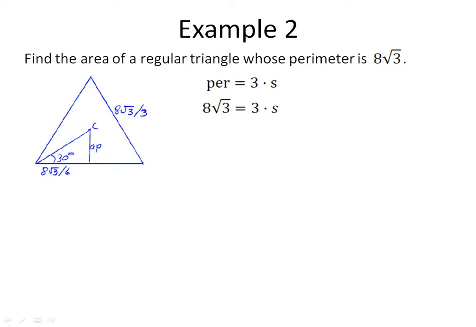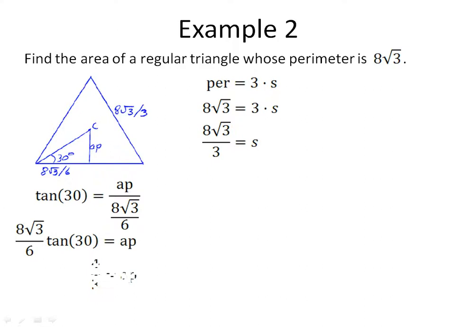Okay, the perimeter is 3 times the side length. So 8 square root of 3 is equal to 3 times the side length. So we divide both sides by 3, which gives us 8 square root of 3 over 3 is equal to 1 side. To get the apothem, we take half of this, which would be 8 square root of 3 over 6. That goes into the denominator. So the tangent of 30 is equal to the apothem divided by 8 square root of 3 over 6, which when we cross multiply becomes 8 square root of 3 over 6 times the tangent of 30 gives us the apothem, which is exactly 4/3.